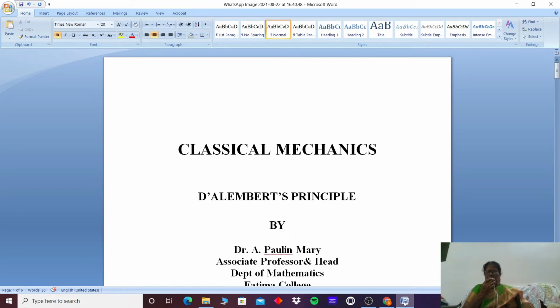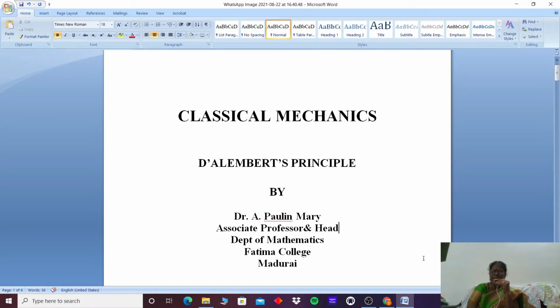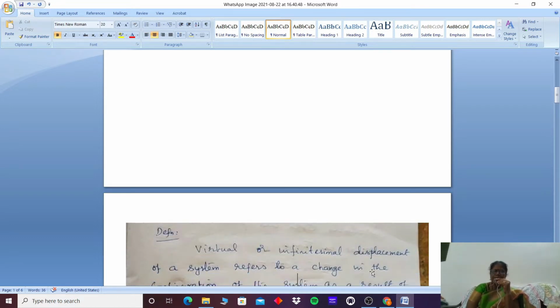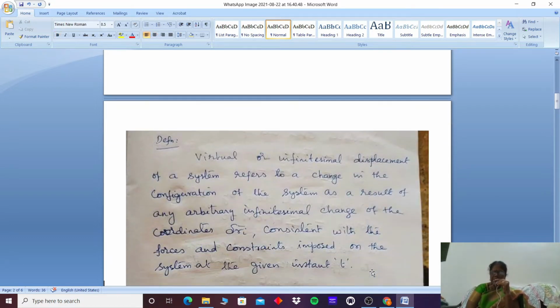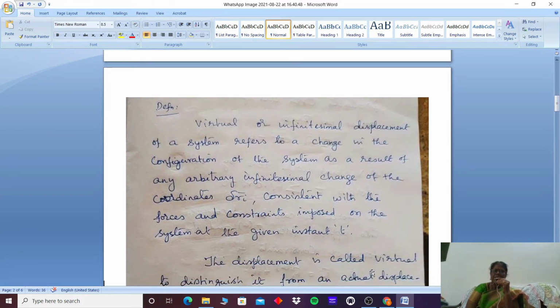Now we shall see what is D'Alembert's principle. Before seeing D'Alembert's principle, we shall see what is the definition of virtual or infinitesimal displacement.